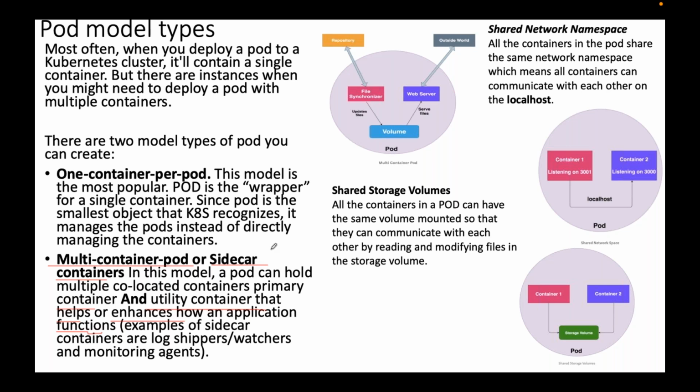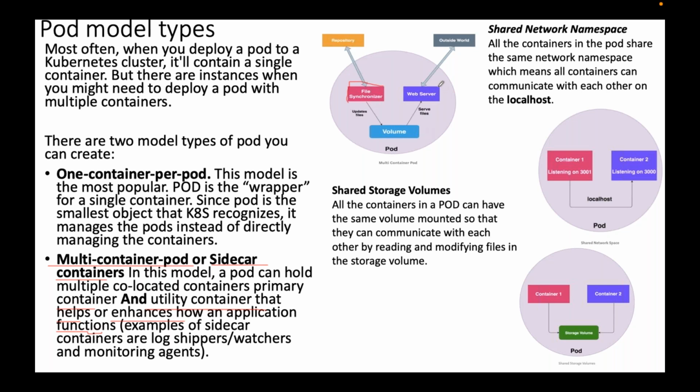Some examples I can say. Suppose this main application, this main container is generating lot of logs or lot of files. Can I have some helper container which will take the logs from this main container and send them somewhere else? Let's say this is my main application, main container. It is generating lot of logs. Can I have one helper container which will process those logs and send somewhere else? Or we can have network proxies as a sidecar.